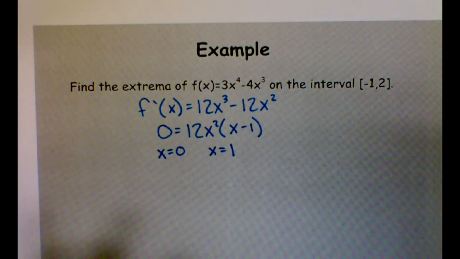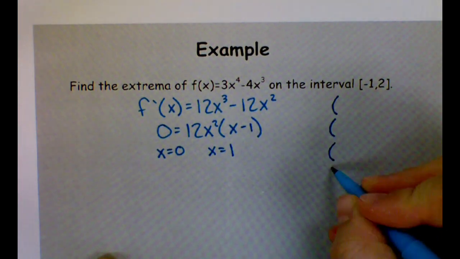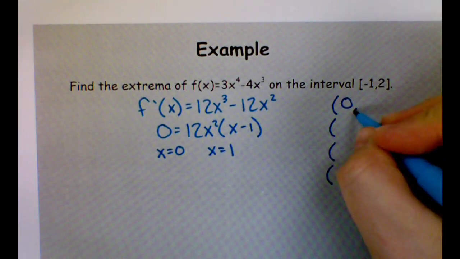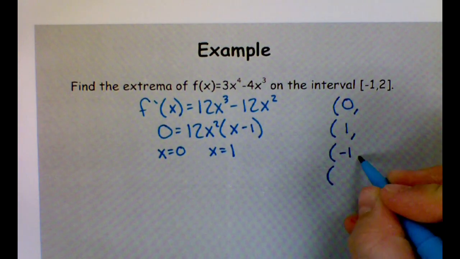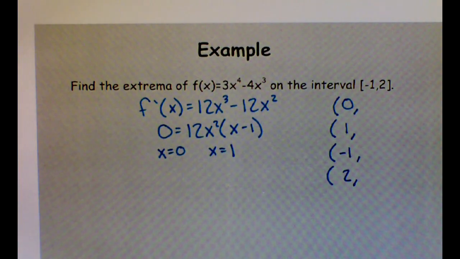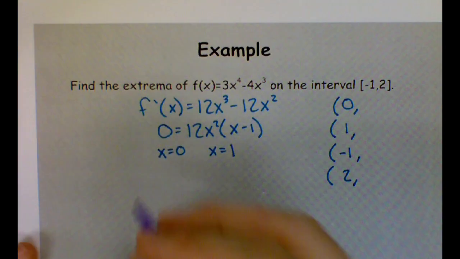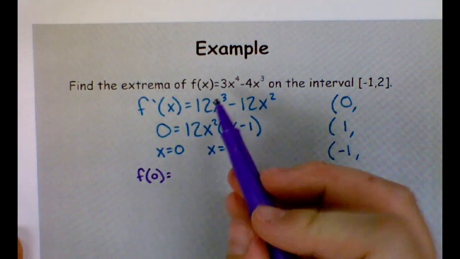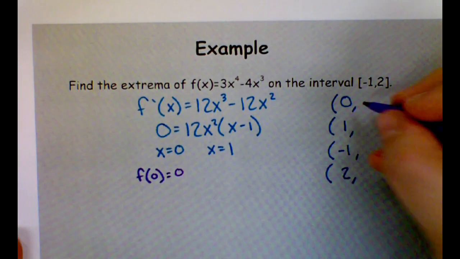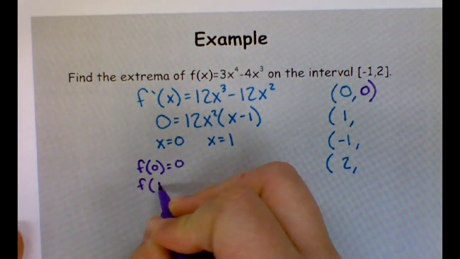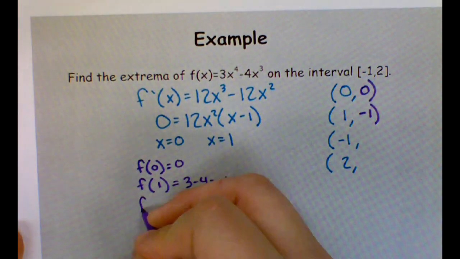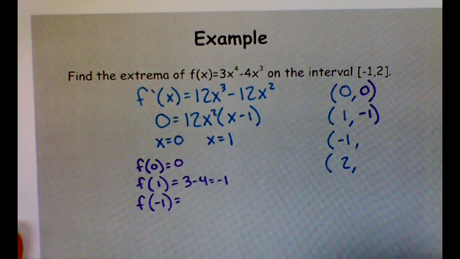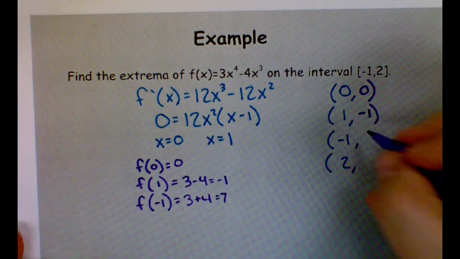So my options for extrema, I actually have 4 possible points. x could be 0, x could be 1, or these 2 endpoints. x could be -1, or x could be 2. Now we need to evaluate the function at those points. Please be careful, you're not evaluating the derivative there, you're evaluating the function. So f of 0, 3 times 0 to the 4th minus 4 times 0 cubed is still 0. f of 1 is 3 minus 4, which is -1. f of -1 gives me 3 plus 4, which is 7.